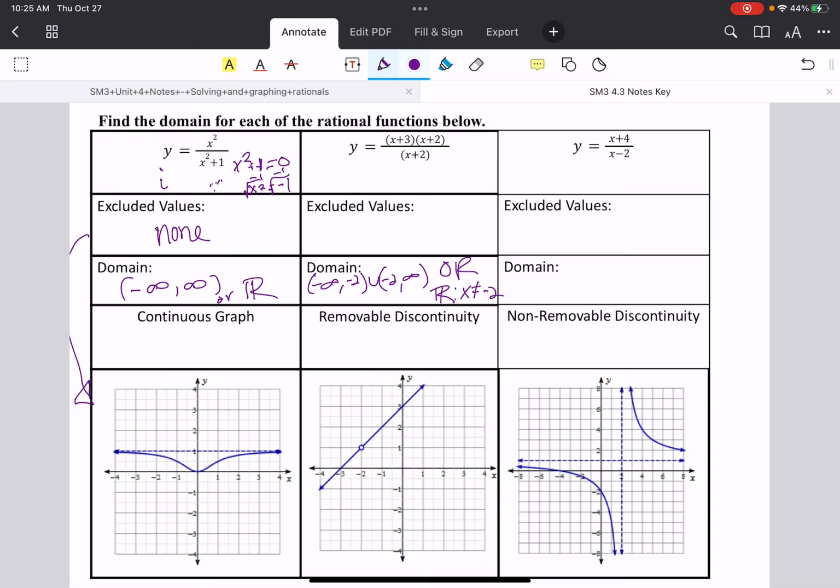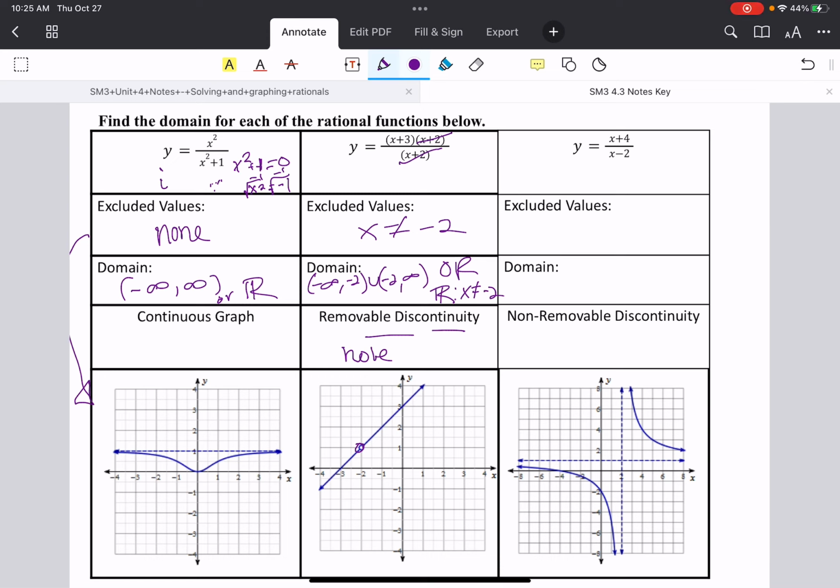Okay, what were the excluded values for this one? X cannot equal -2. And then we have the domain. Was it a hole or an asymptote? It was a hole. Why was it a hole? Because there's a circle. But why? X plus 2 was on the top and the bottom, so I could remove it and reduce it to 1.